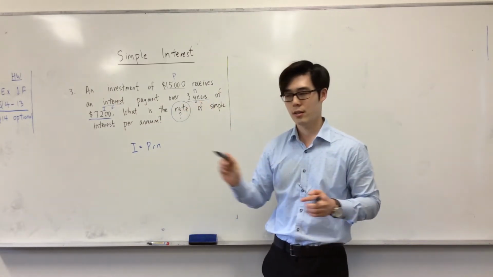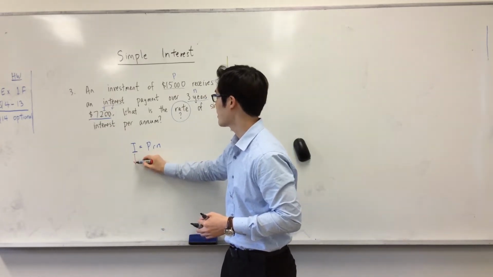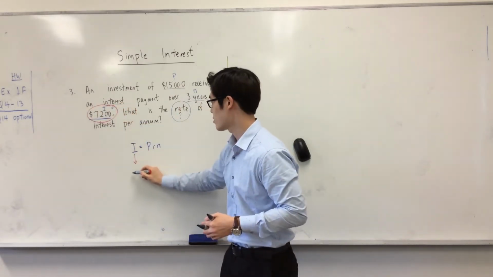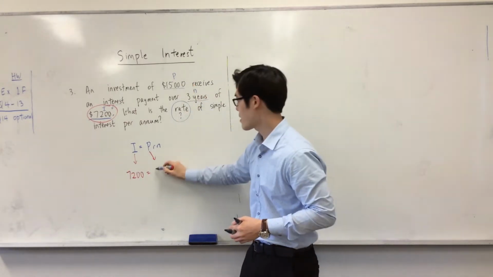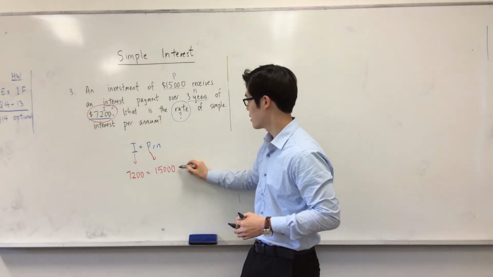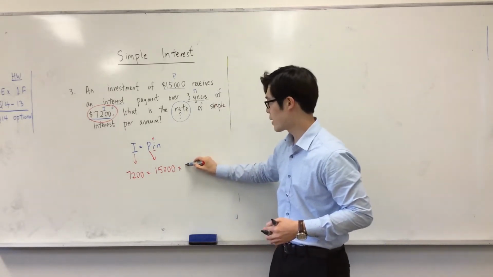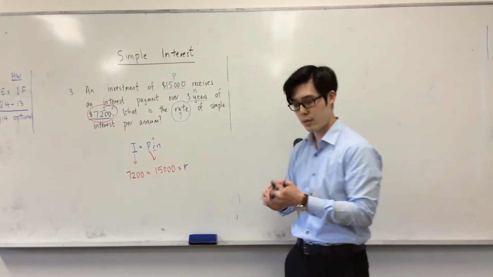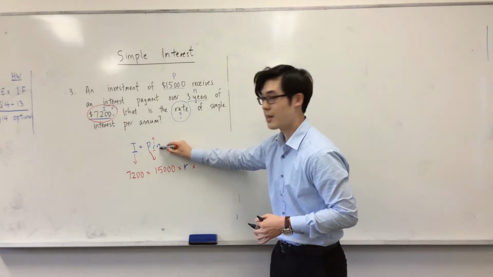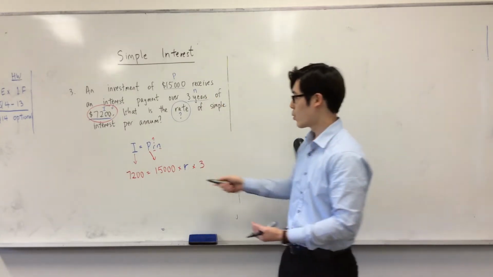That is the question. So if I was to label everything, this I, as we mentioned, is 7,200. The principal is 15,000 times the rate. That's what we don't know. So I'm just going to write that as R. Okay, that's what we don't know. Times by the number of years, that's 3. Okay, so as you can see, we're working backwards.